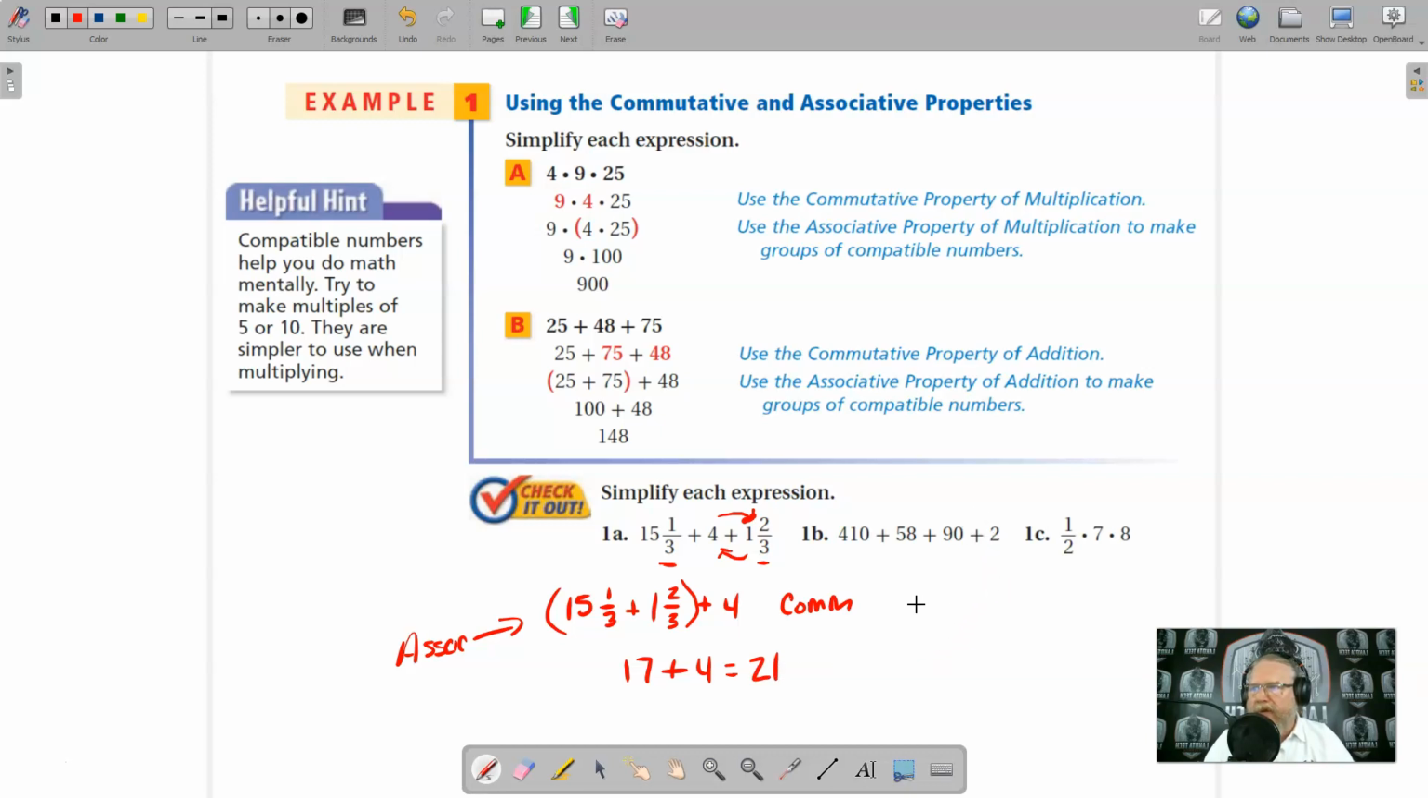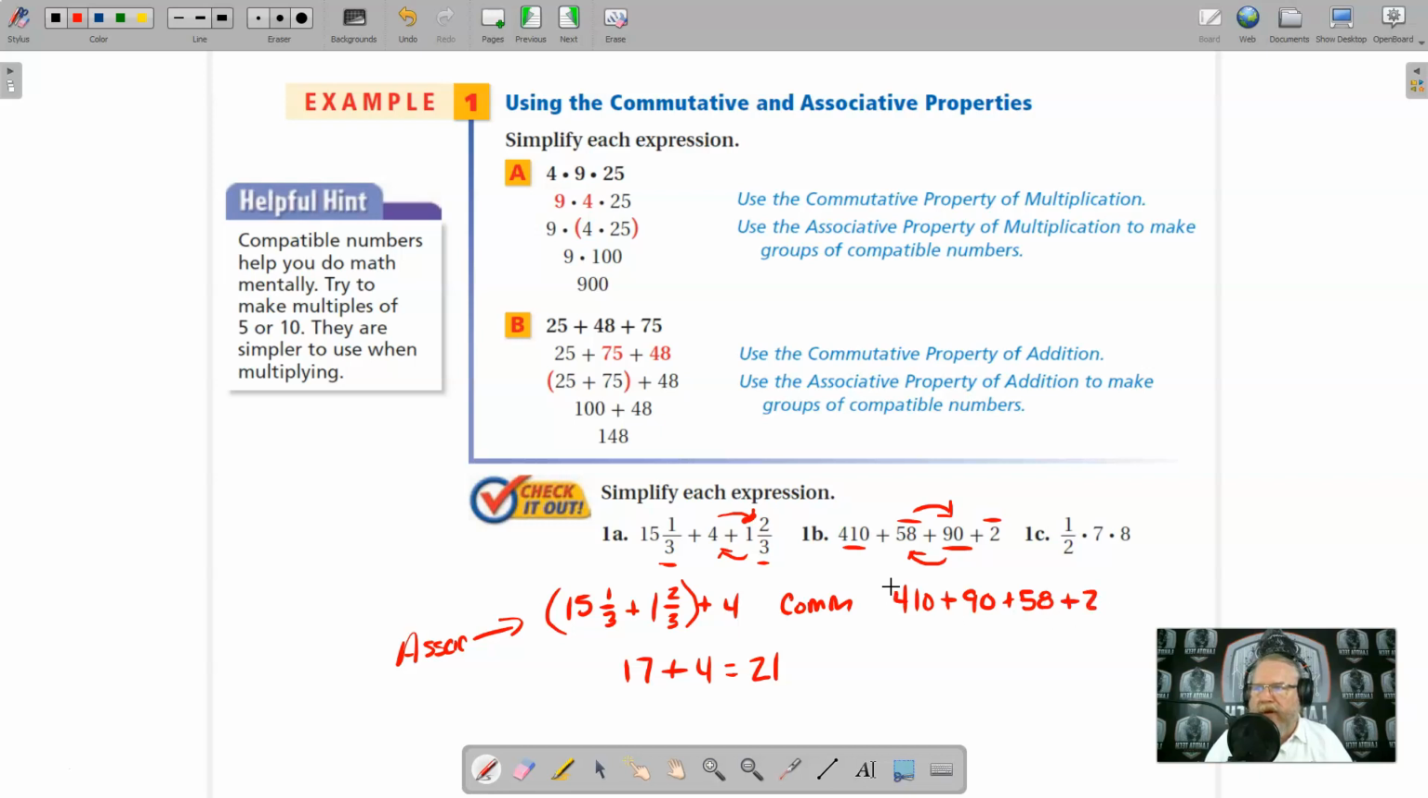On the next one, I'm not going to write this out on the lines just for the sake of time. I noticed that the 410 and the 90 would go together really well. Actually, I am going to put them together. So let's switch 58 and 90. We're going to switch these two around, right? That's going to be the commutative property. They're going to change position. 410 plus, now moving the 90 over there, moving the 58 over there, and the 2 is still there.